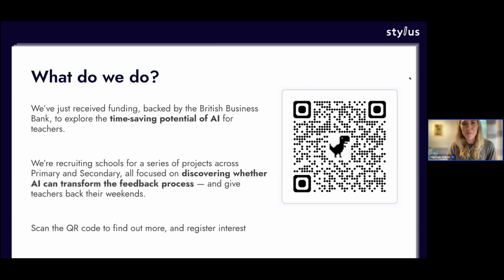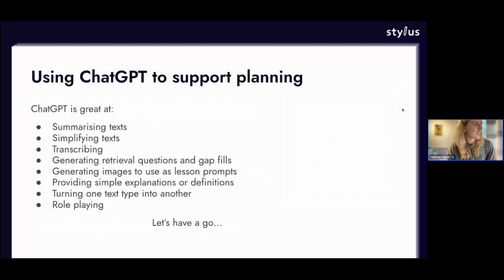That is through building a much more complex and complicated version of what we're going to talk about now: using ChatGPT to support your planning. These are the things we shared earlier, things that it's really good at. It's great for summarising text and simplifying texts, taking things from a more challenging reading level. Say the reading age for a text is 13, you can ask it to drop it to a reading age of maybe 10 or 11.